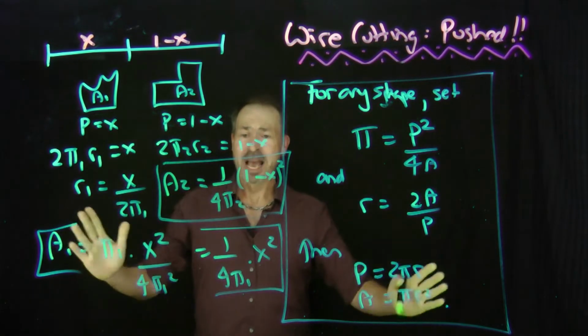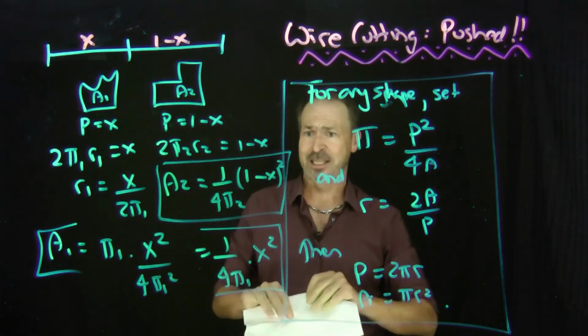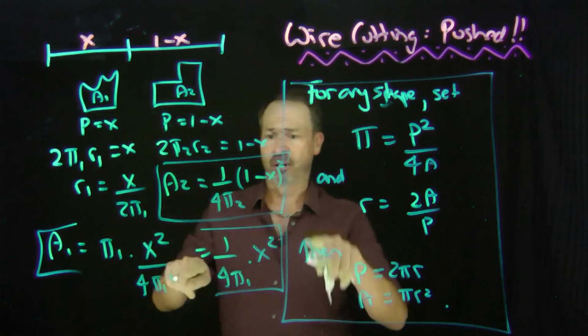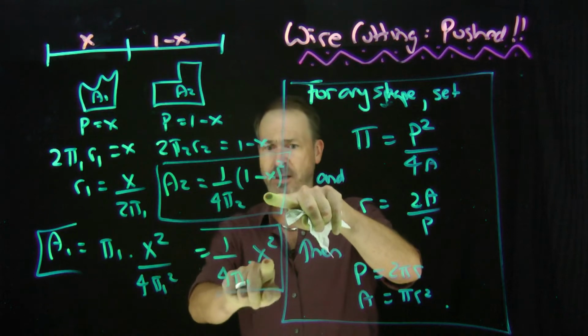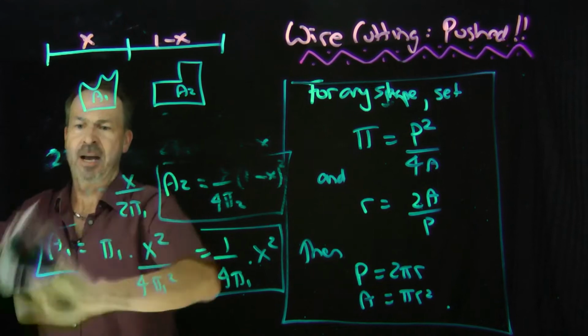Alright, so our job now is to optimize the sum of those two areas. So I need more space, so let me erase this. Okay, I'm going to memorize these two formulas. Pi 1, yes, yes. Okay, got that in my head. Here comes more space for us to do our work.